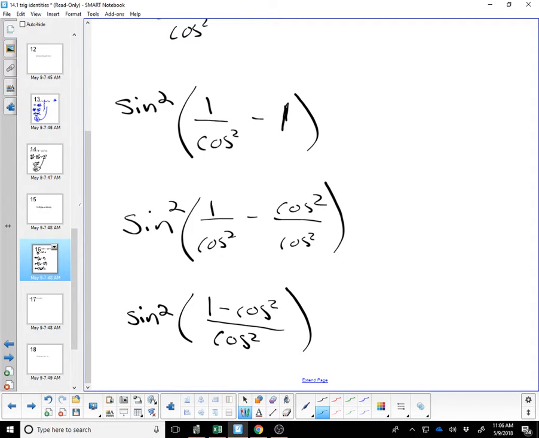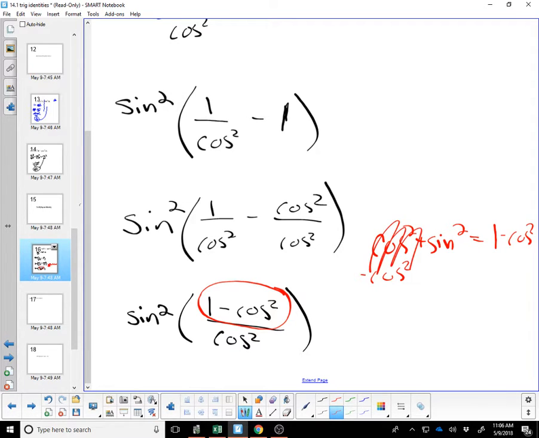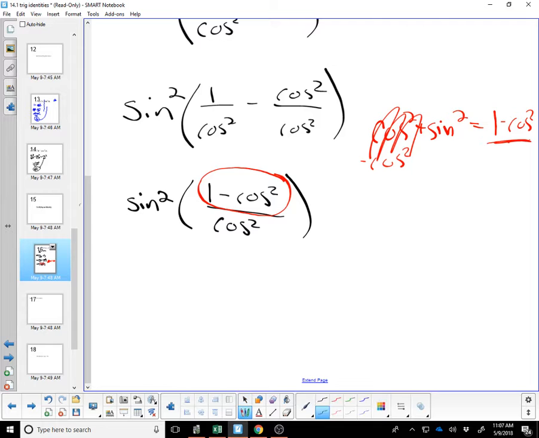No. But let me give you guys a little clue here. I recognize these two pieces here. I've seen them before in the Pythagorean theorem. That was cosine squared plus sine squared equals how much? 1. And if I did minus cosine squared to both sides, do you see it now? 1 minus cosine squared. Guess what 1 minus cosine squared equals? Sine squared. So this thing that I circled in red is now sine squared over cosine squared.